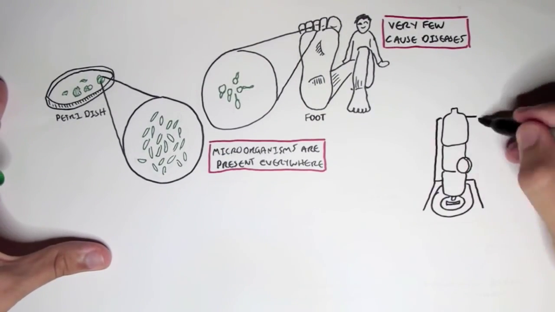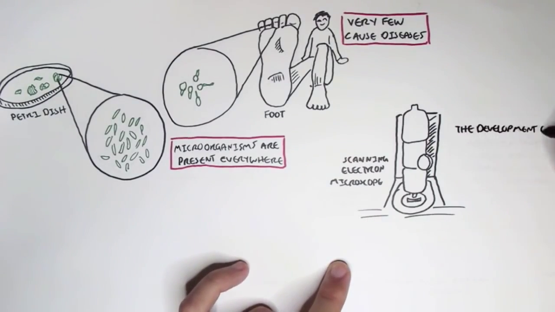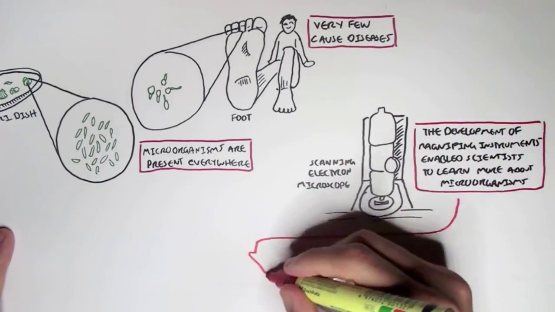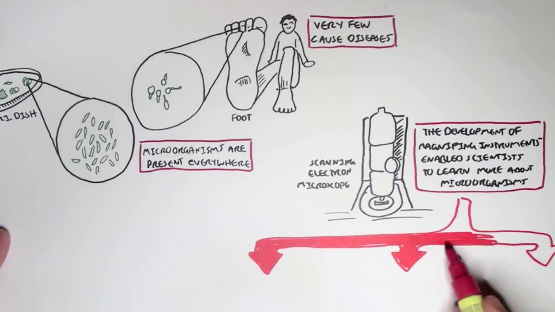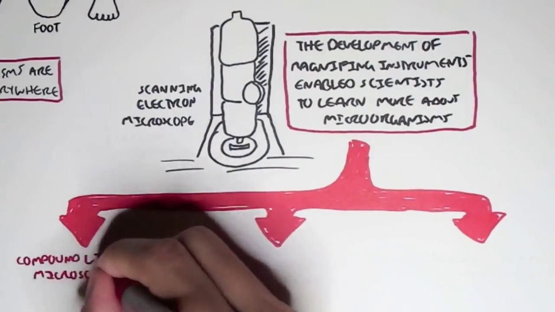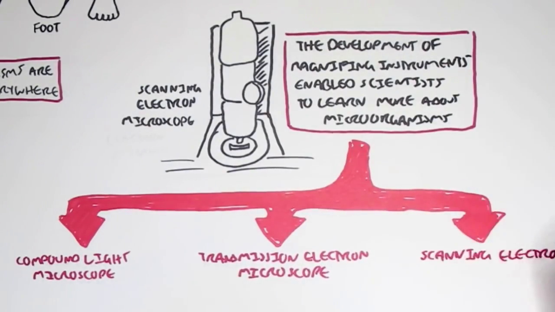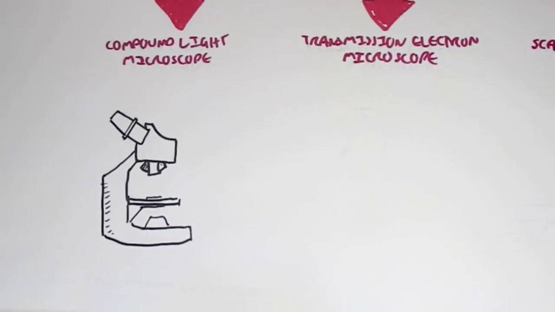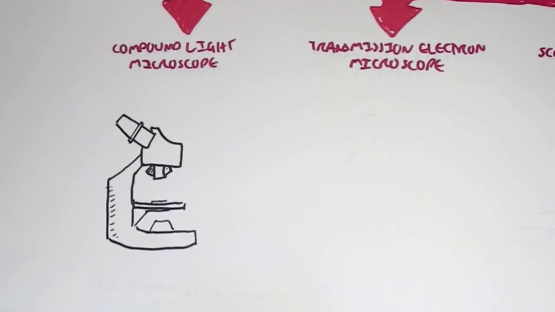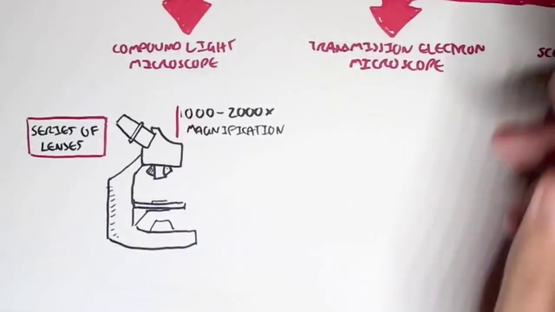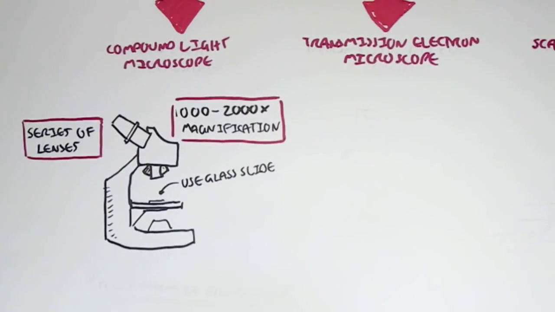Now, due to the development of magnifying instruments within the century, scientists have been able to learn much more about these microorganisms. There are three main magnifying instruments. These are known as the compound light microscope, the transmission electron microscope, and the scanning electron microscope. What are the differences? Well, the compound light microscope is really just the basic one, and we are able to see microorganisms through a series of lenses. A typical one can magnify about 1,000 to 2,000 times, and we usually use a glass slide to view these microorganisms.